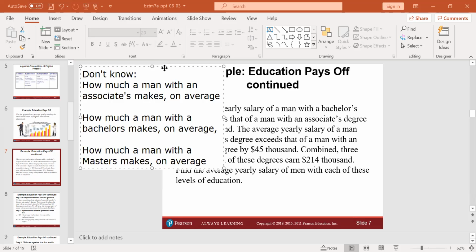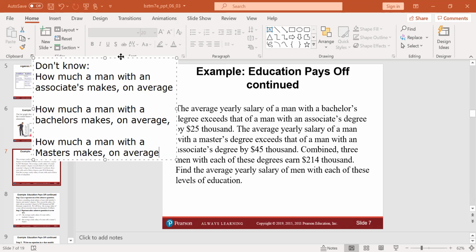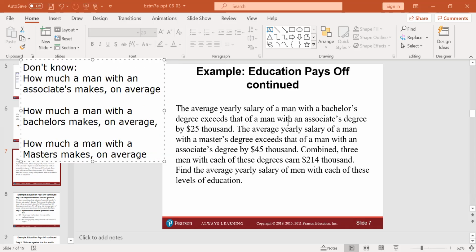We don't know how much each of them make individually, as you can see from the problem. All we know is that someone with a bachelor's makes $25K more than someone with an associate's on average. And someone with a master's makes $45K more than someone with an associate's on average. So you think, well, there's 3 things we don't know that we're trying to figure out. So don't we need 3 variables? You can maybe use X, Y, Z, or A, B, C, or whatever floats your boat. Normally I'd say, yeah, you'd need 3 variables because you have 3 things you don't know. But you're going to exploit this relationship you're given, that the different amounts they make.